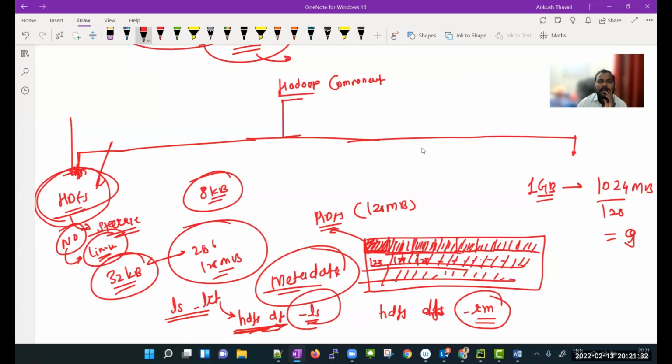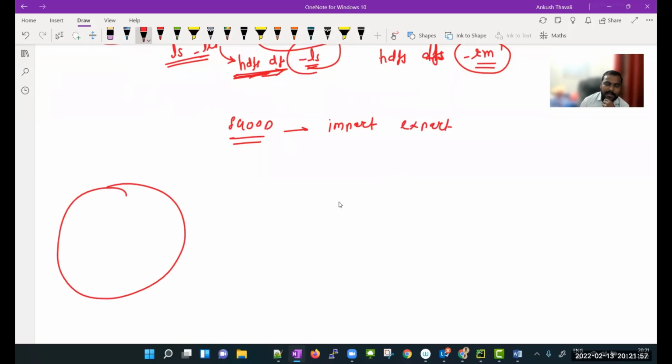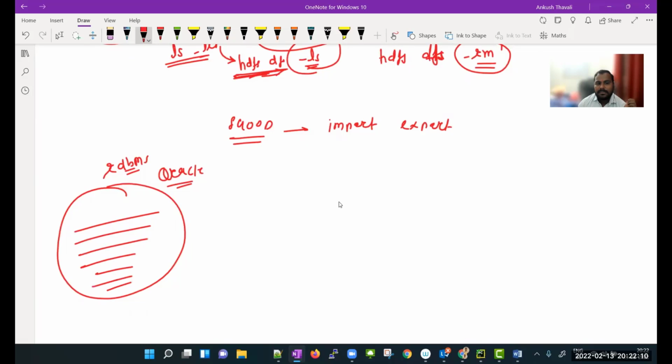Okay. Now, the second component, we call it Sqoop. What is Sqoop? Sqoop is basically useful to import and export. What is this import and export? Let's say you have data available in your RDBMS database. It can be any RDBMS database. Let's say your RDBMS is an Oracle database. This is your Oracle database, and in it the data is available.